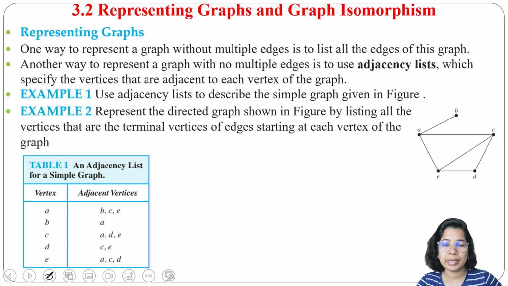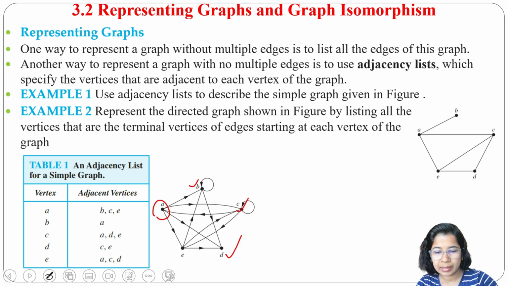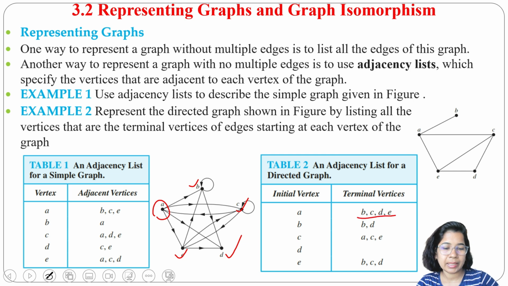Next, example 2: represent the directed graph by using an adjacency list. In the case of a directed graph, we will consider the outgoing edge, not the incoming edge. So here is a directed graph. Now we will represent its adjacency list. For A, its adjacent will be B, C, D and E. Next for B there is a self loop, so B to B, then B to D. Just mark E is not adjacent of B as it is an incoming edge. We'll just consider the outgoing edge, so there is no edge from B to E or B to A. That's why B's adjacent will be B and D.